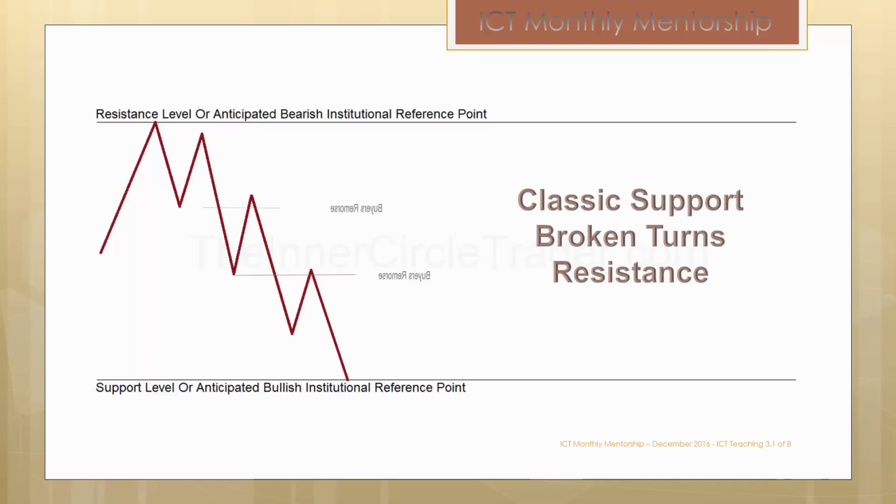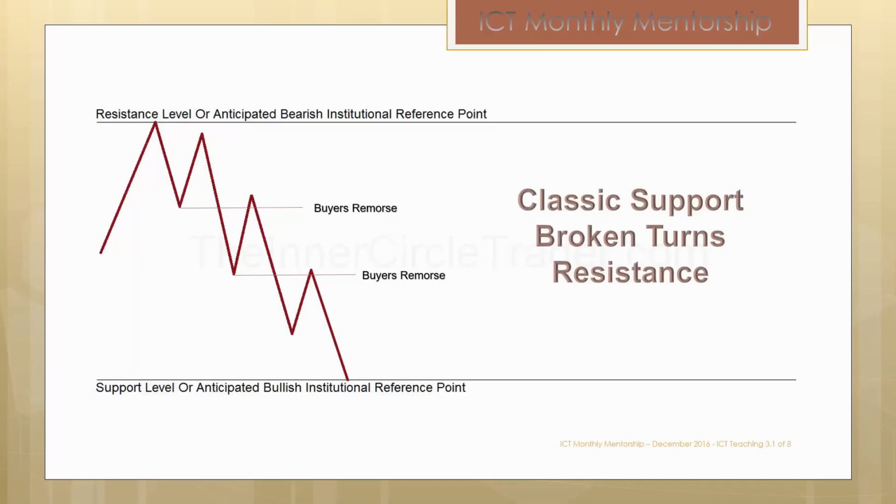When we have this in the marketplace, what we're seeing is the classic support broken turns resistance. Every time price moves back to an old low, what's actually happening is it's referred to as buyer's remorse. The buyers at the previous short-term low that saw a short-term pop in their favor, then eventually saw the market break below that low they bought at. When price gets back to that level, they're remorseful for buying it, so they bail.